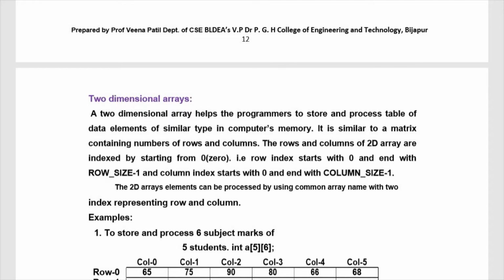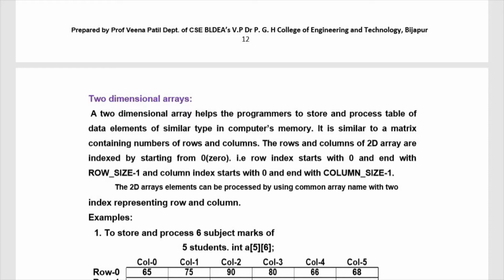A two-dimensional array helps programmers to store and process a table of data elements of similar type in computer memory. It is similar to a matrix containing a number of rows and columns. The rows and columns of a 2D array are indexed starting from 0, that is, the row index starts with 0 and ends with row size minus 1, and the column index starts with 0 and ends with column size minus 1. So the 2D array elements can be processed by using a common array name with two indices representing rows and columns.